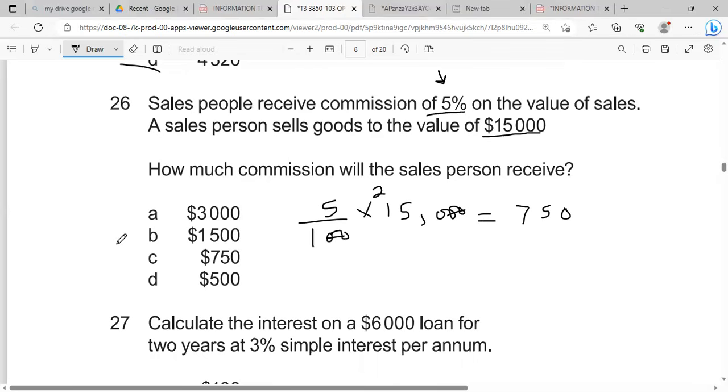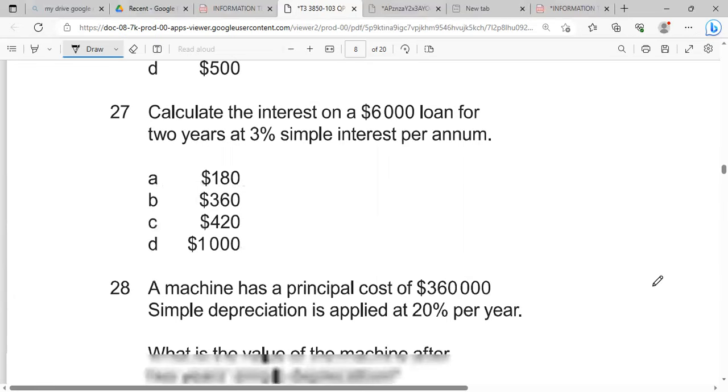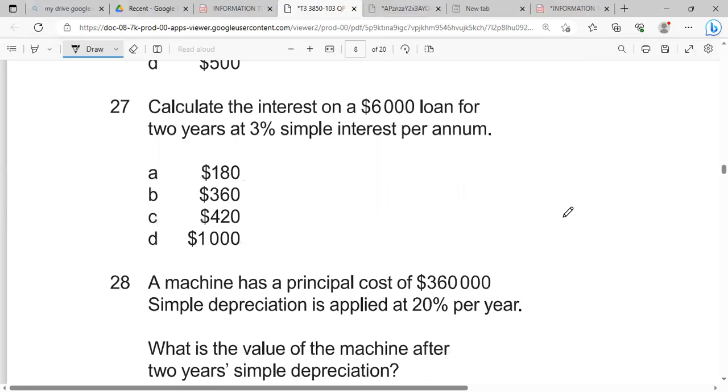So every 15,000, guess what? I get 750 out of it. Understand?